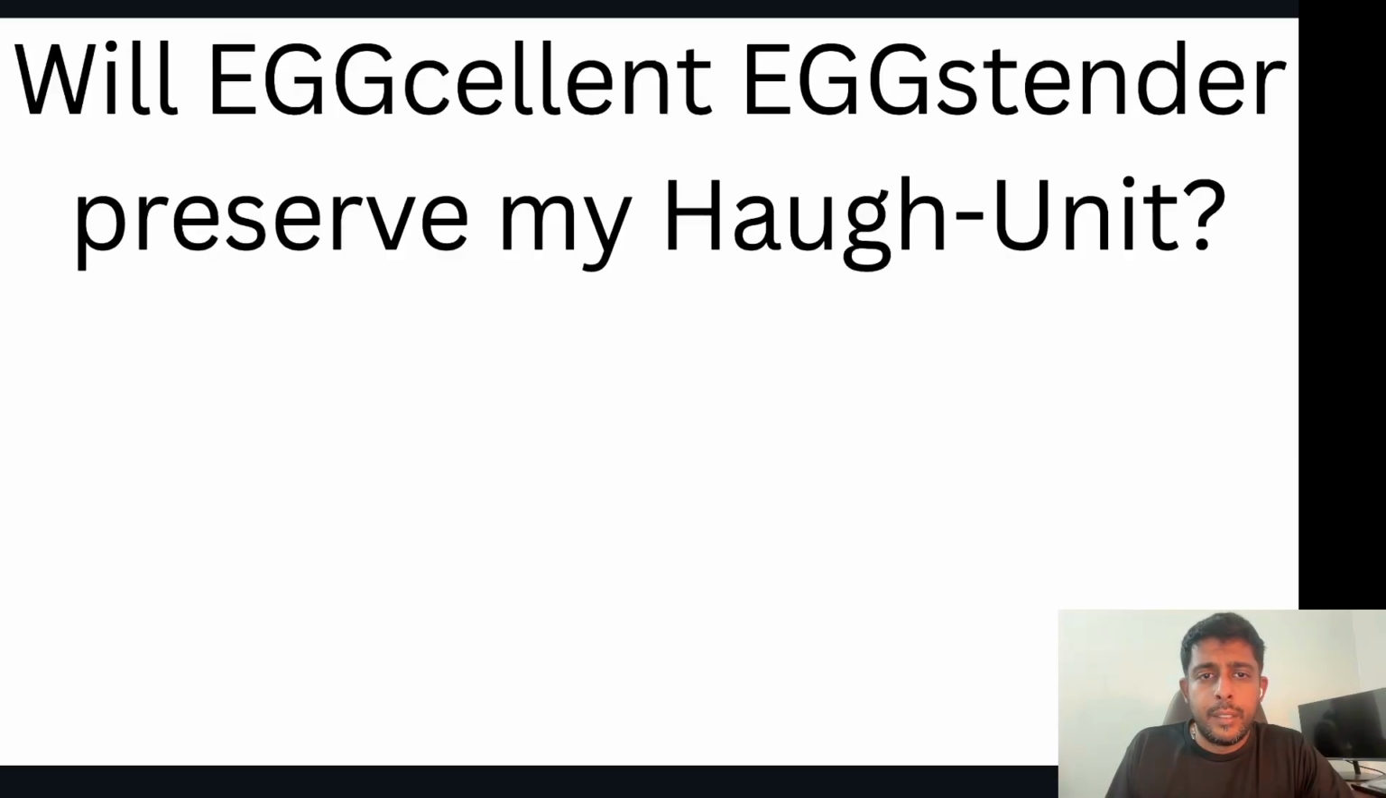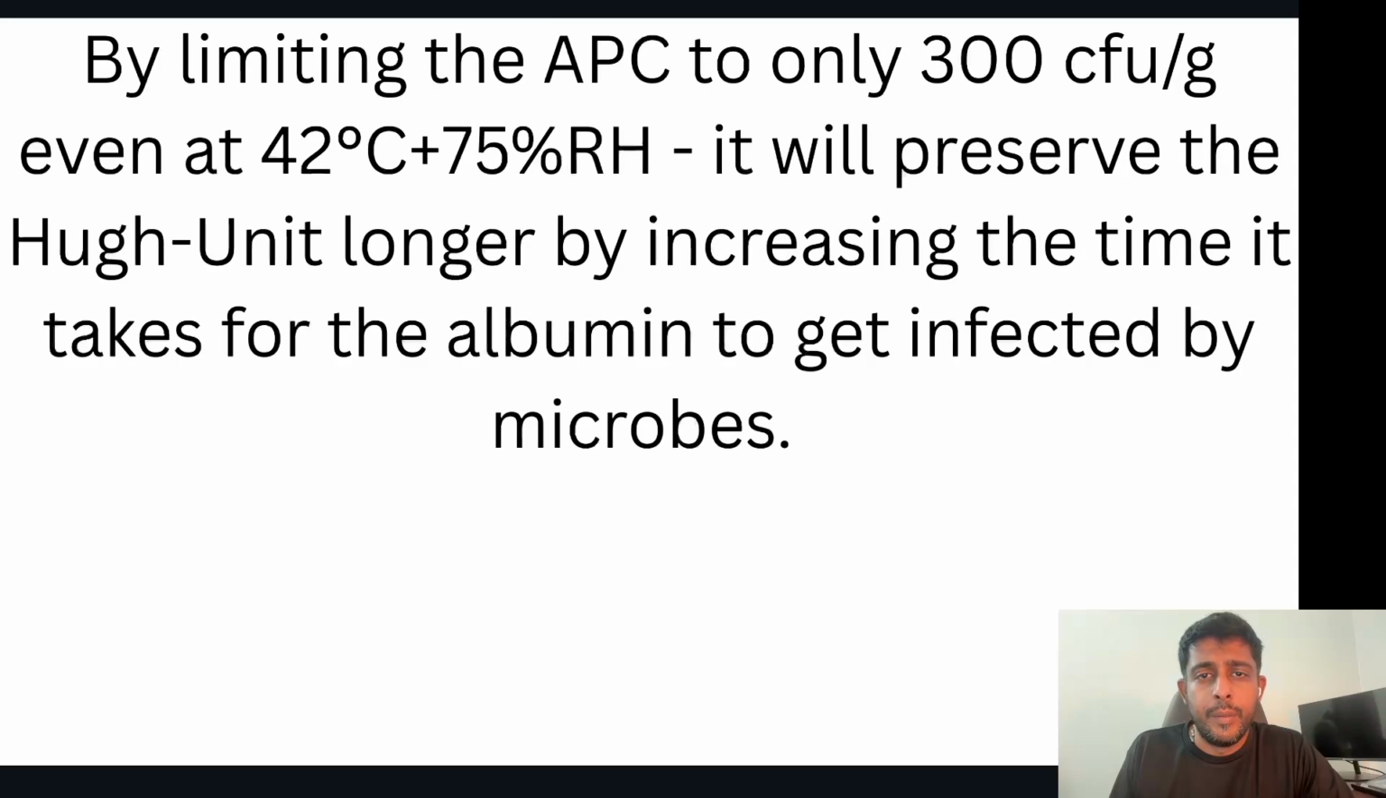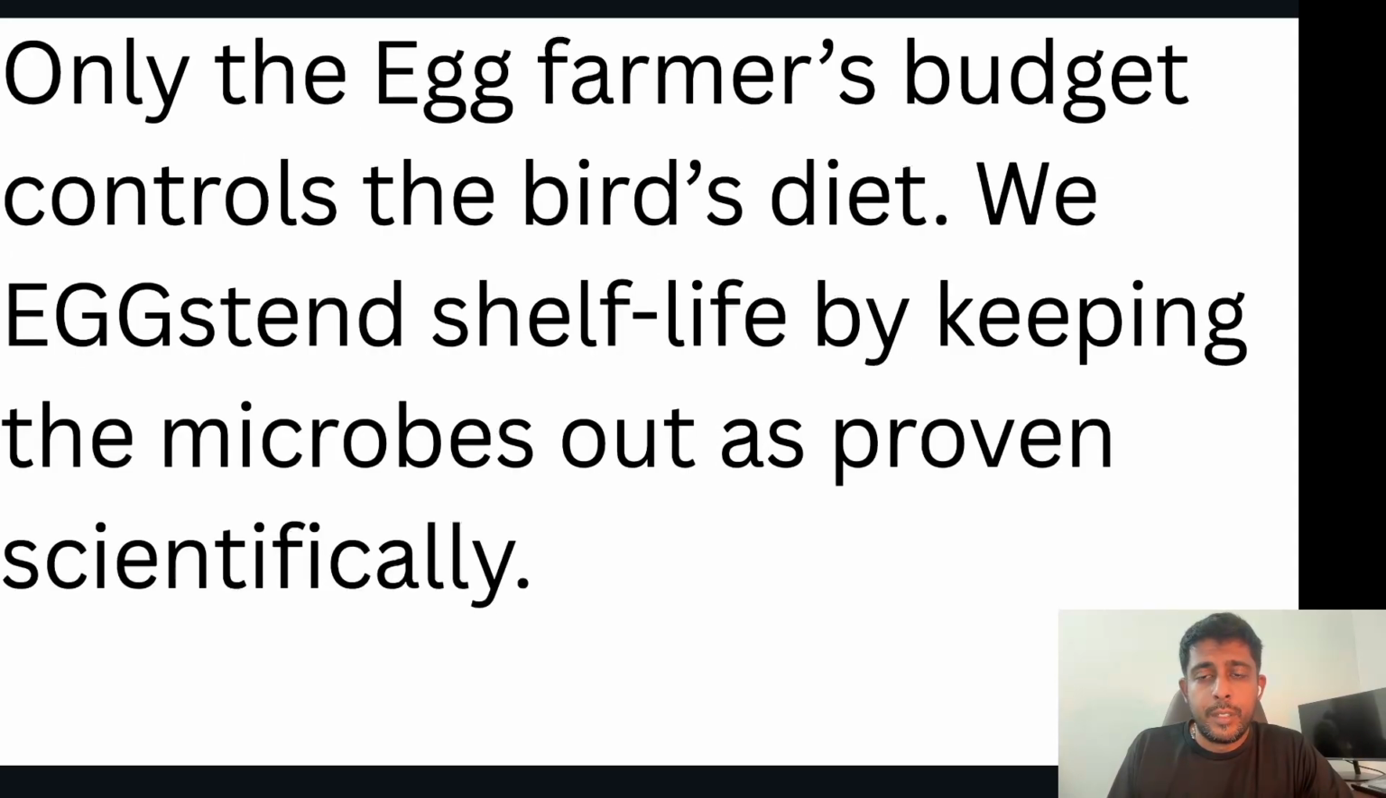So will EGGcellent EGGstender preserve my Haugh unit? By limiting the APC to only 300 CFU per gram, even at 42 degrees Celsius and 75% relative humidity, it will preserve the Haugh unit longer by increasing the time it takes for the albumin to get infected by microbes. So it preserves the Haugh unit, and the Haugh unit depends on diet, strain of bird, age of bird, other factors. So only the egg farmer's budget controls the bird's diet. We extend shelf life by keeping the microbes out, as proven scientifically by TUV.